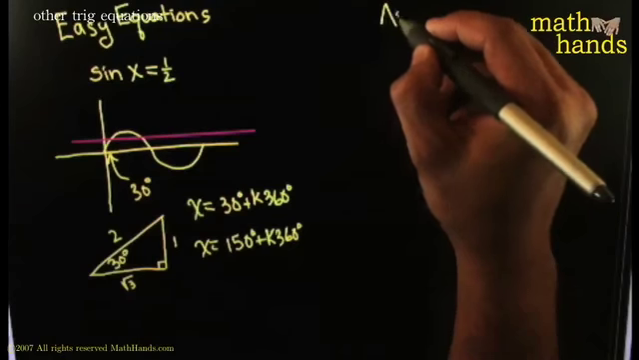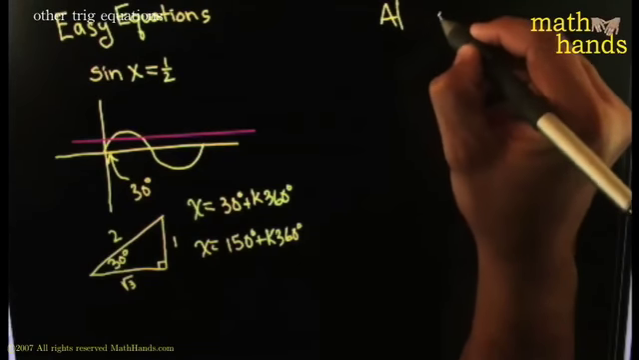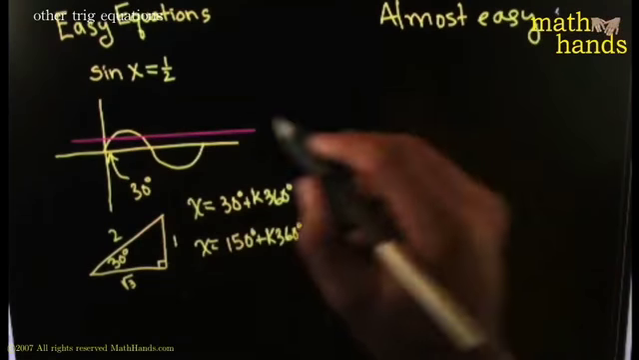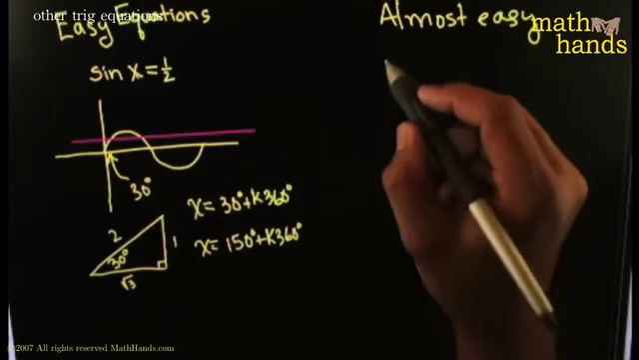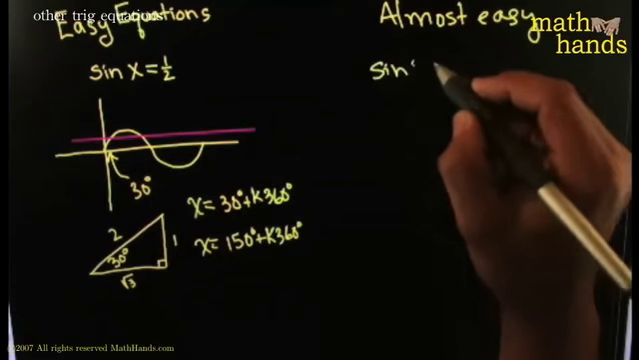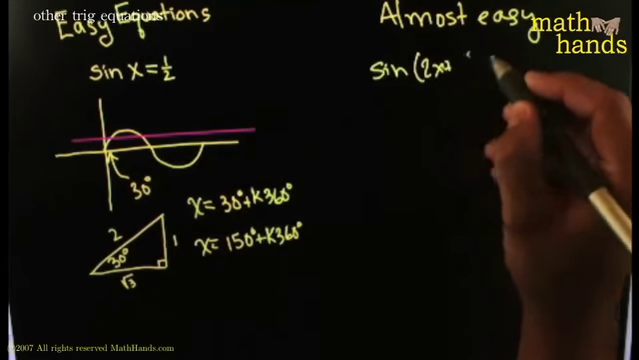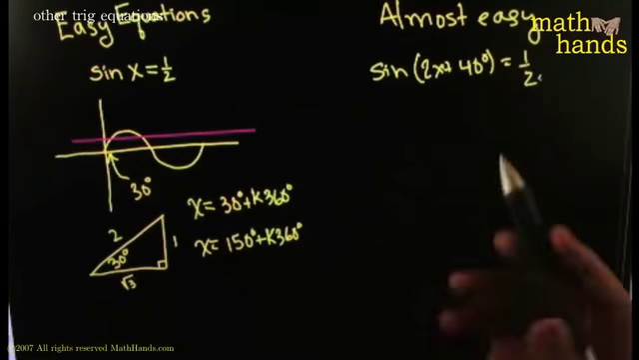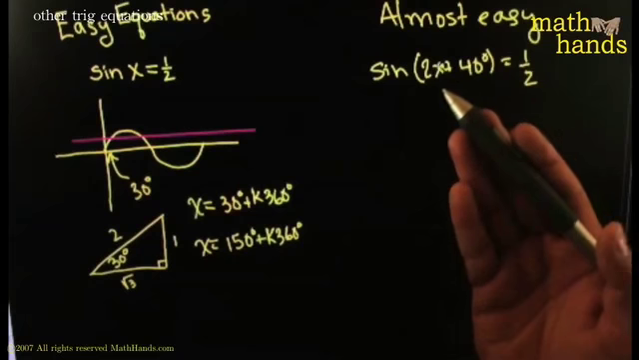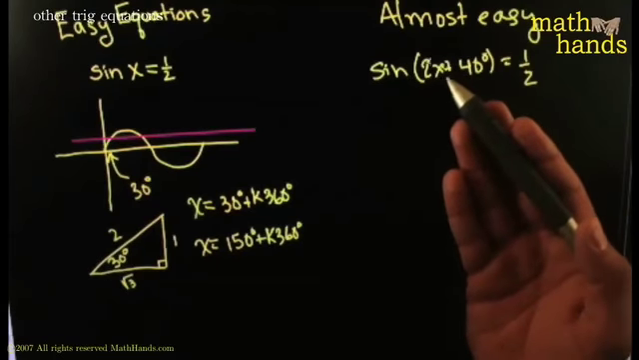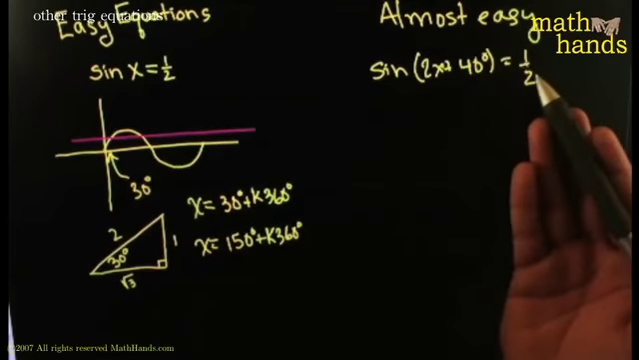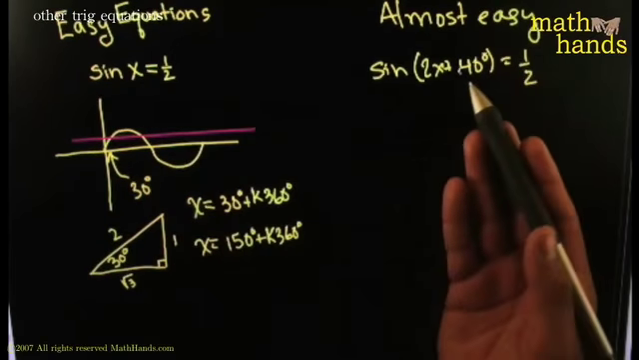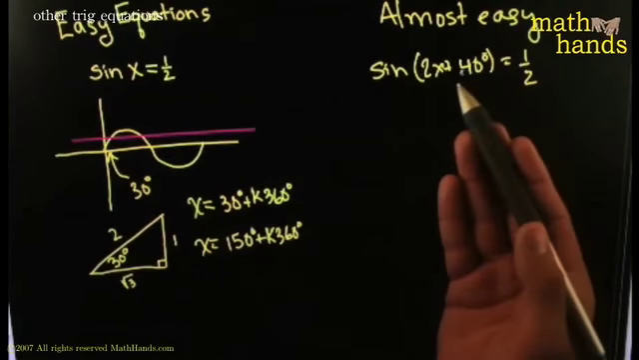So these I think we called almost easy. And they involve something similar to that one, except instead of an x we have some sort of expression. For example, sine of 2x plus 40 degrees is equal to 1/2. If that's the case, you should think that the angles for which sine of that angle gives you the ratio 1/2, we've already solved over here, so you don't have to resolve them. You just substitute. Instead of having x, you have some other quantity.